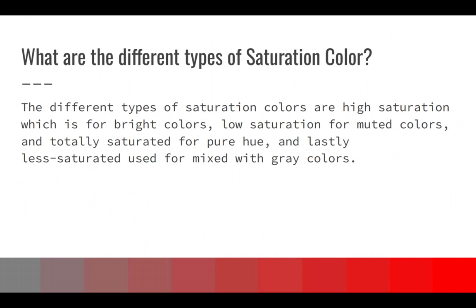What are the different types of saturation color? The different types of saturation color are high saturation, which is for bright colors, low saturation for muted colors, and totally saturated for pure hue, and lastly, less saturated for mixed with gray colors.